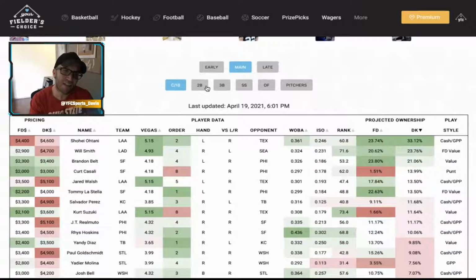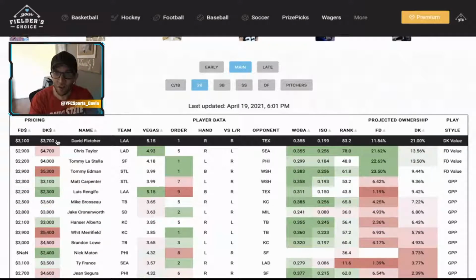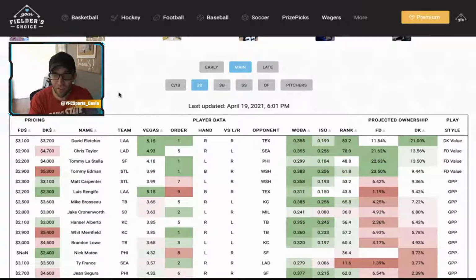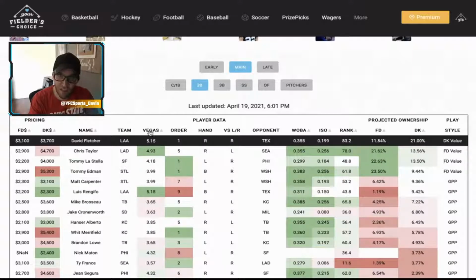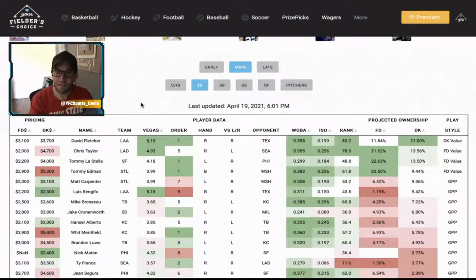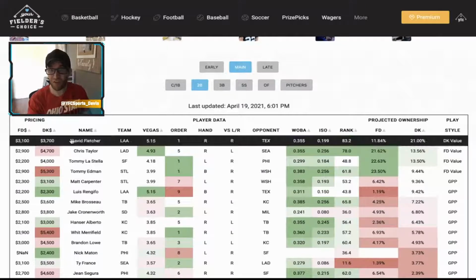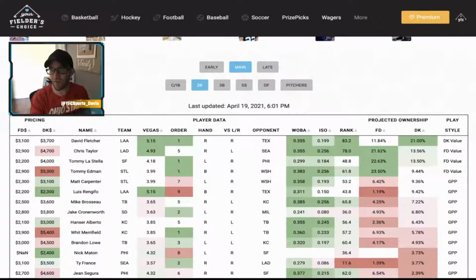Moving over to second, we've got David Fletcher coming in, $3,700, batting first. LA's got a nice high total, 5.15. We swing over to the projected ownership. He's at the top. This is an easy play, coming in at $3,700, leading off for the highest total team on the slate at under 4K, which I consider to be a DraftKings value, which is why he's labeled DraftKings value over here. That's an easy play, plug and play for me.